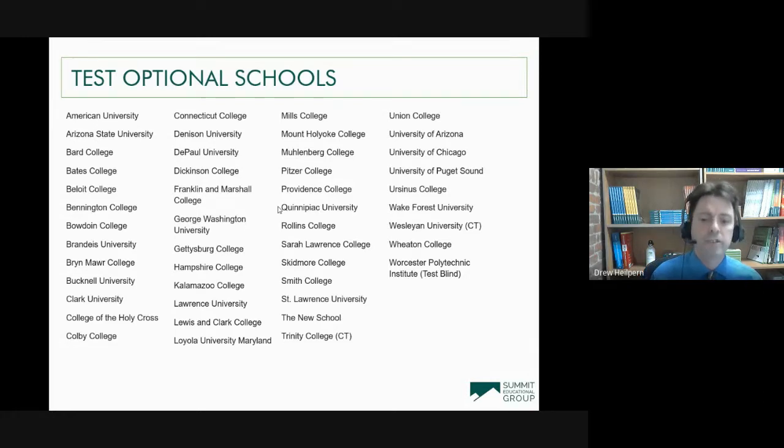If they don't include that score, what that means is just that the college admission officer is going to do a little bit of a deeper dive on some of those other aspects of that application, a deeper dive maybe on that transcript, a deeper dive on that rigor. But it's not going to be a red flag to the test optional school.